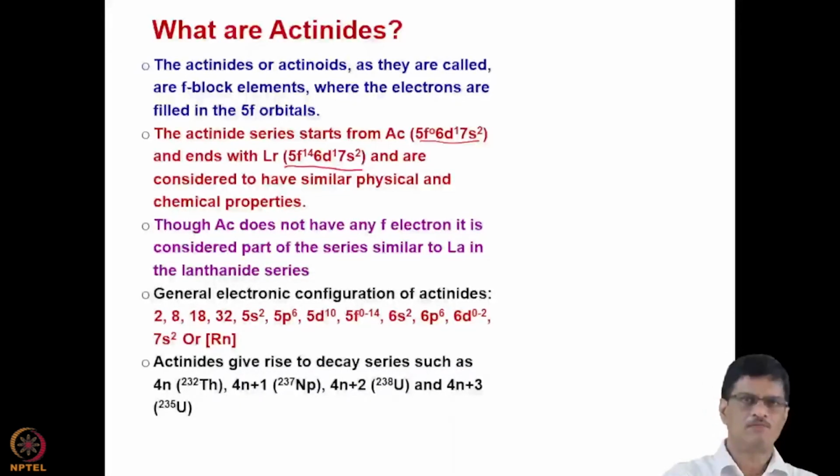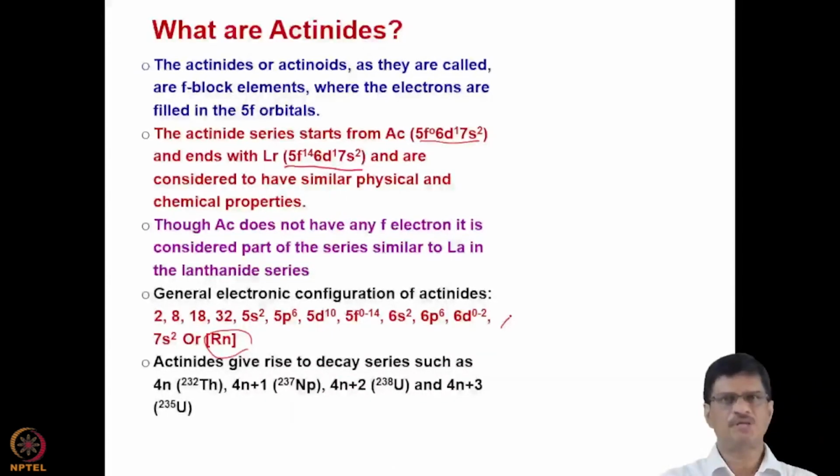The outer core of radon is there, and you have the filling of electrons in the s, p, d and f shells as given here. The electronic configuration will be discussed separately in another lecture.